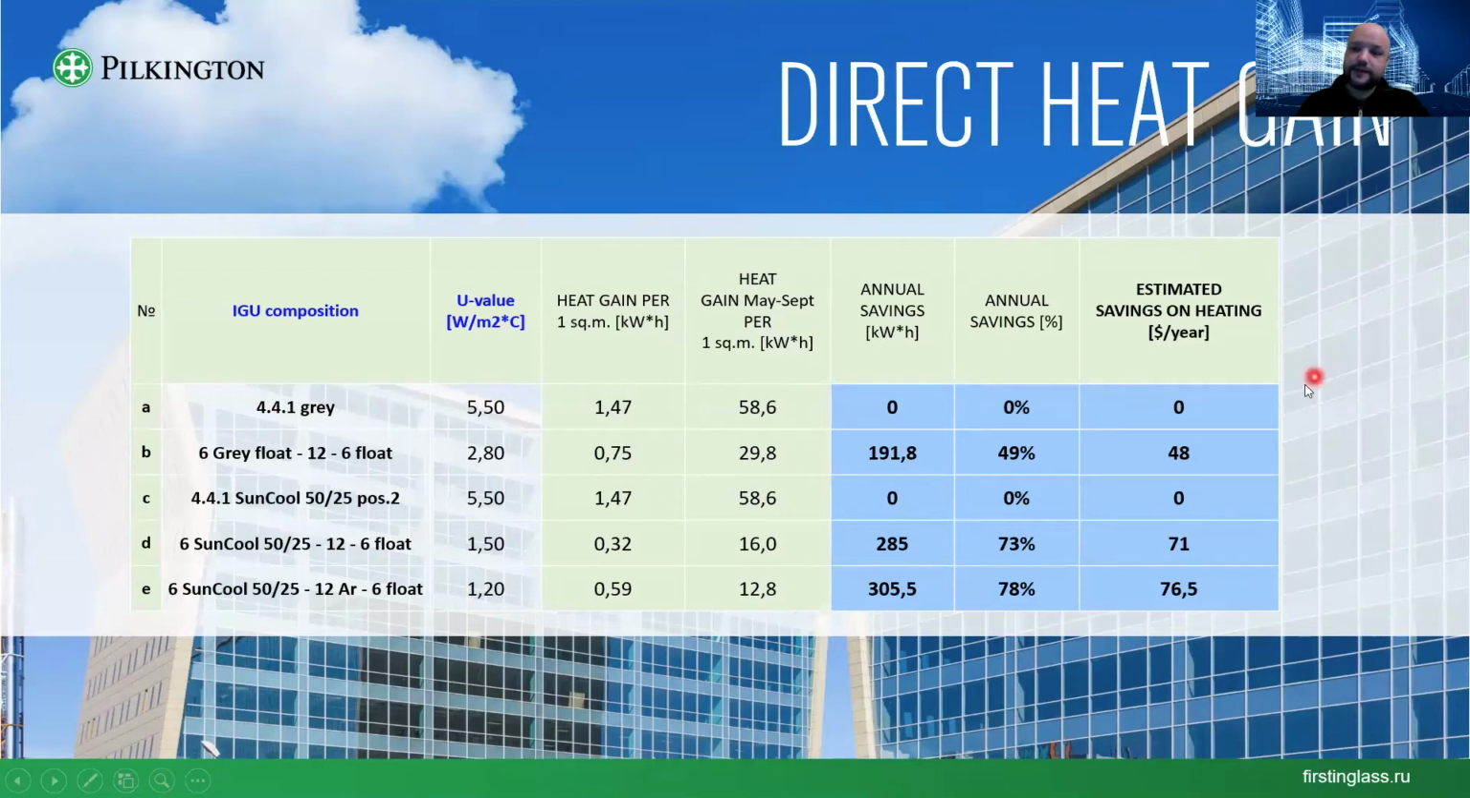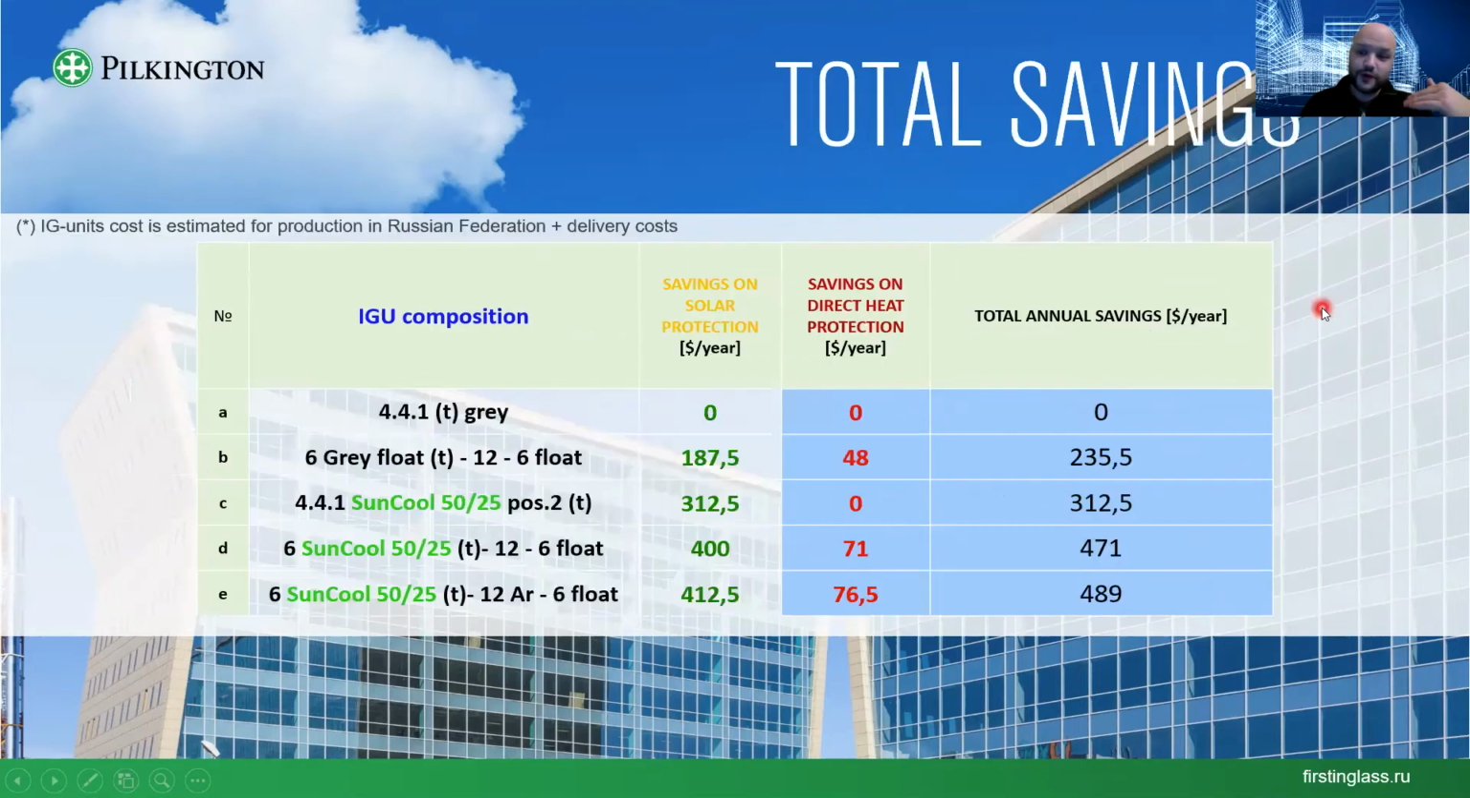Here you can see that only on the direct heat, the direct heat savings in comparison between this composition and the composition with SunCool will be around $75 per year. So not that impressive like the solar factor, of course, because direct heat gain gives you less energy coming, but it adds up.